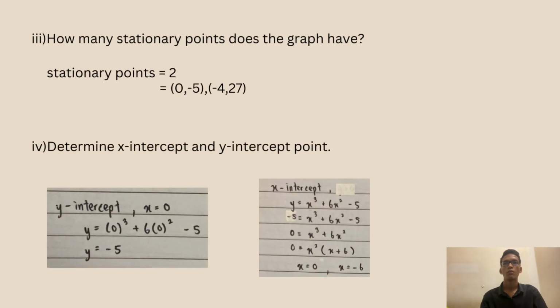The third is, how many stationary points does the graph have? The stationary points in the graph are 2, because we got two coordinates, that is 0 and minus 5, and minus 4 and 27. The fourth is, determine the x-intercept and y-intercept points.